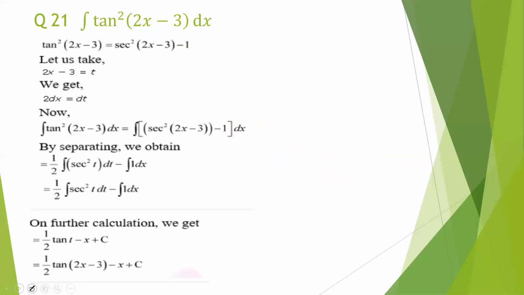Clear? Now see in this question tan square 2x minus 3. So tan square 2x minus 3 can be written as sec square minus 1. And what is the integration of sec square? That is tan 2x minus 3 divided by the coefficient of x, and integration of 1 is x. No need to make any substitution. Although you can do it by substitution, here it can be done directly also.